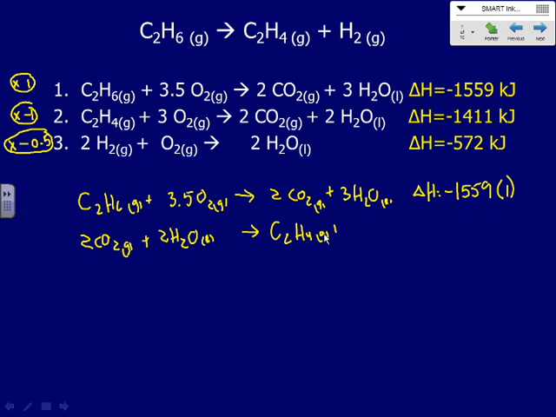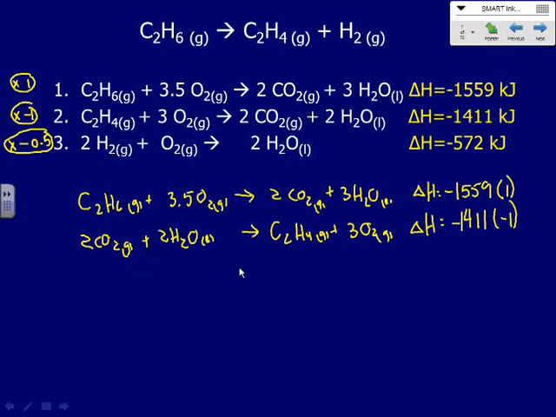C2H4 gas plus 3 O2 gas. And the delta H. Even though I flipped it, I like to rewrite the delta H for the original reaction and then add the multiplier. In this case, multiply by -1. So that -1 will change this to a positive, which essentially turns it into an endothermic reaction as opposed to the original exothermic reaction. Now let's deal with reaction number 3.